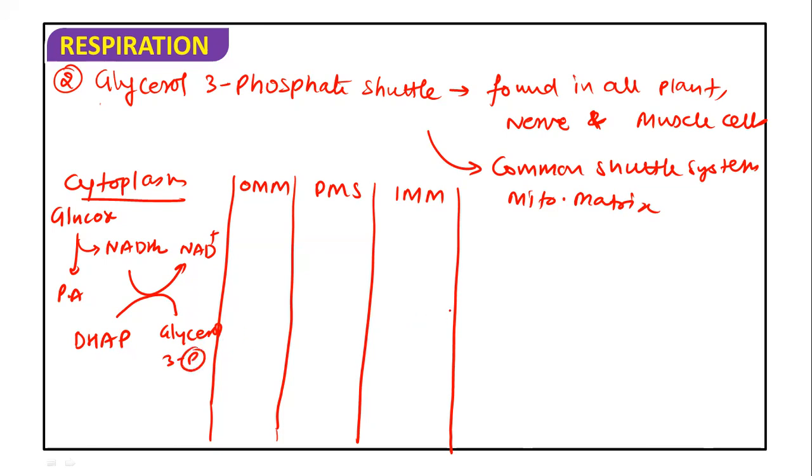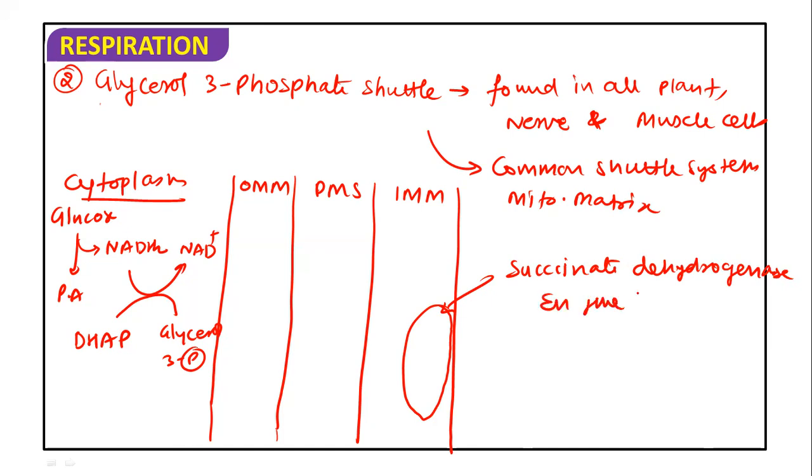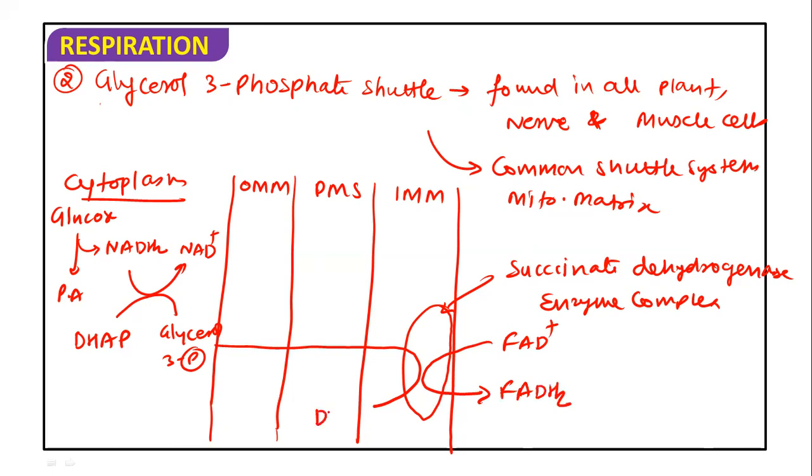Now glycerol 3 phosphate is permeable, but there is an enzyme complex, that is succinate dehydrogenase enzyme complex, in the mitochondrial membrane. So glycerol 3 phosphate reaches here and releases its H plus. That H plus is accepted by FAD and gets converted into FADH2, and DHAP is synthesized again. This DHAP again reaches here and glycerol 3 phosphate gets formed again.